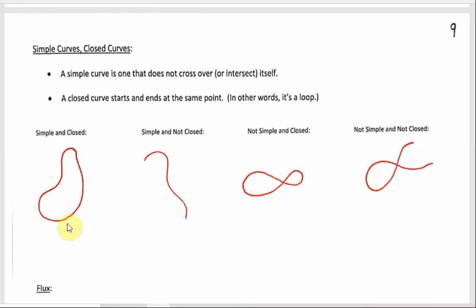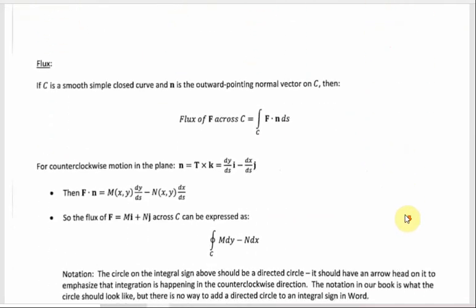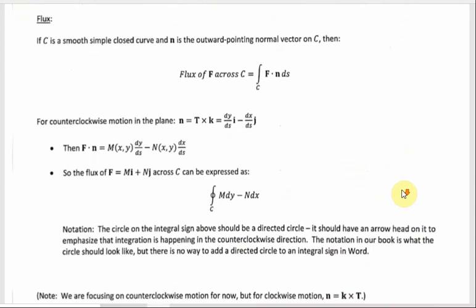So this one's a loop and then the third one's a loop. Those are the two that are closed. This is not closed because it's clearly not starting and ending at the same point. And neither is that one, so that's not closed. But then the first two are simple because they don't overlap themselves anywhere. But this does. It's a figure eight, so that's not simple. And this also goes over itself right there, so that one's not simple. That's the basic idea. So for what we're going to do next with flux, it's got to be this one, simple and closed.